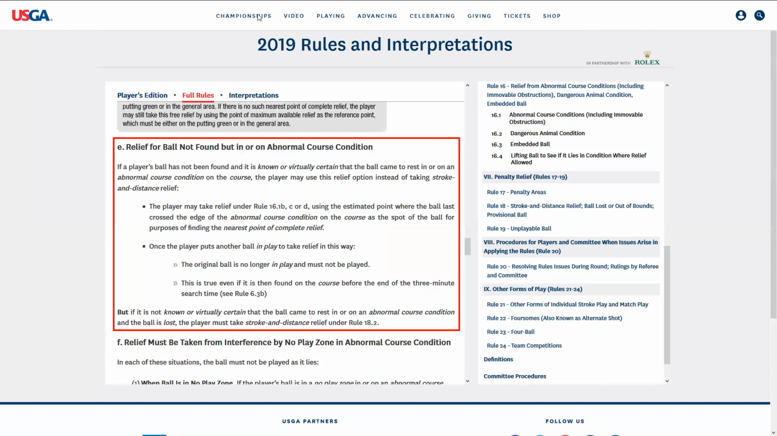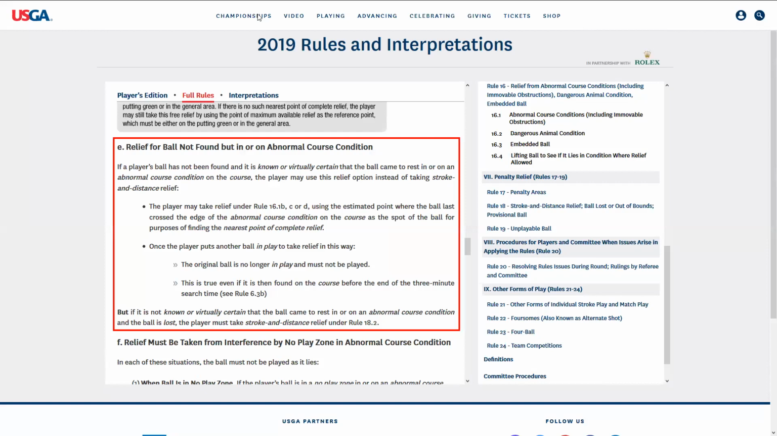So basically the nearest point of complete relief will be somewhere 3 or 4 feet away from that building. And then the third step of the process is one club length no nearer the hole. As a refresher, if you're taking abnormal course relief from a general area or a bunker, it's a 2-step process. If you're doing it on the putting green, it's just a 1-step process. You find your nearest point and you place it.